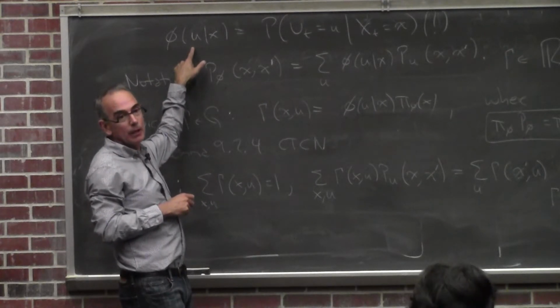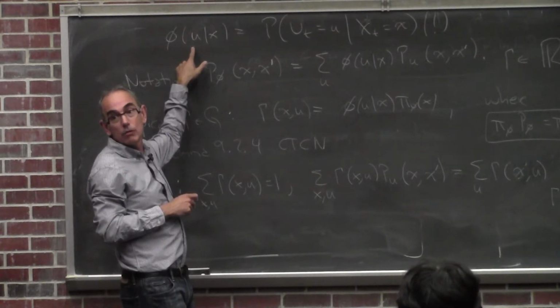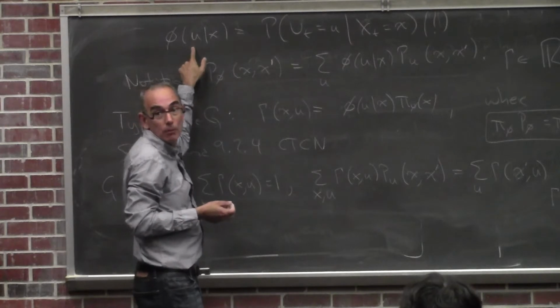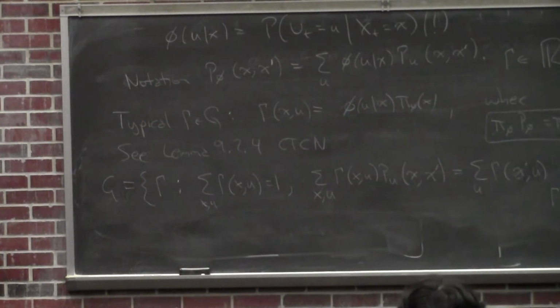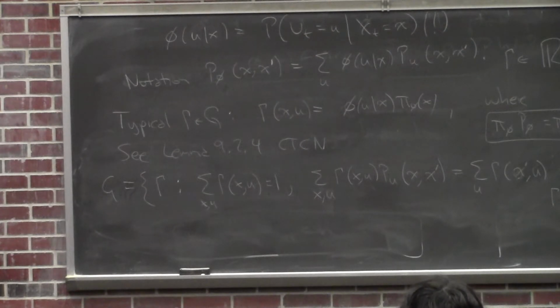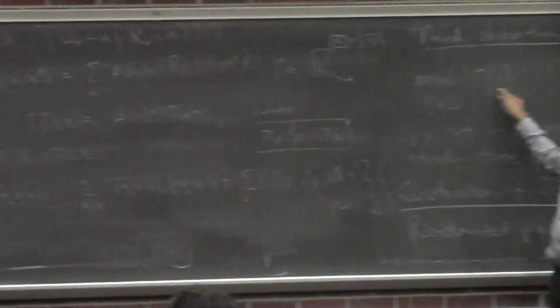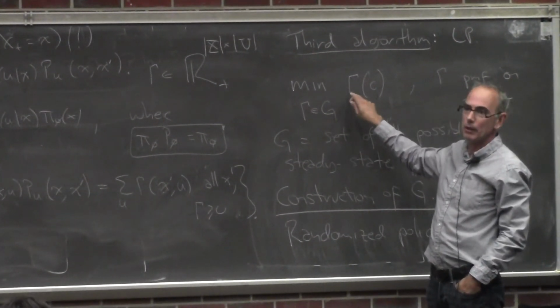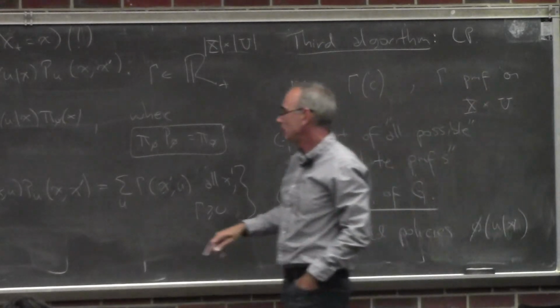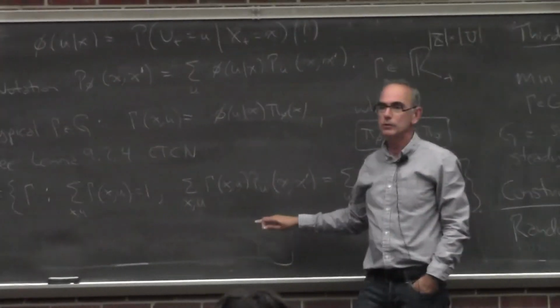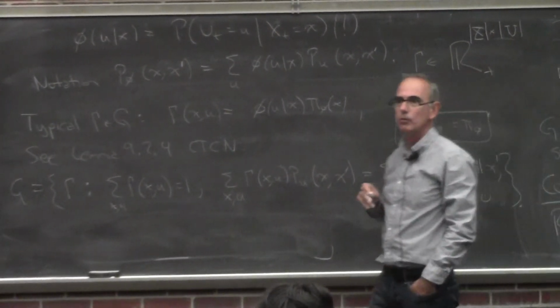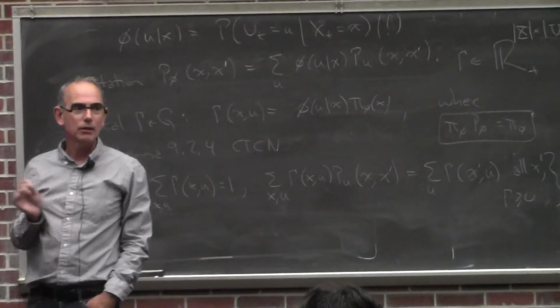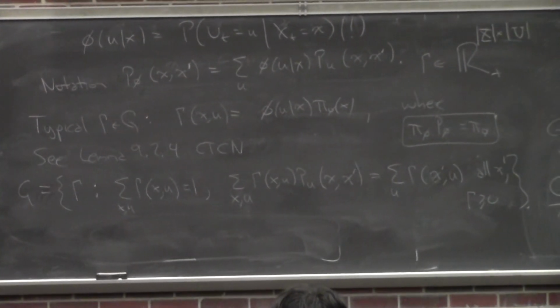Why is it called linear programming? That's the definition of a linear program: to minimize a linear function. It's a linear function of gamma. This is just a dot product, the same notation I've used before, a summation of gamma xu times c of xu. So I've got a linear function of gamma subject to equality constraints and positivity constraints. It's a linear program, so you can just write a couple lines of code and have it done.